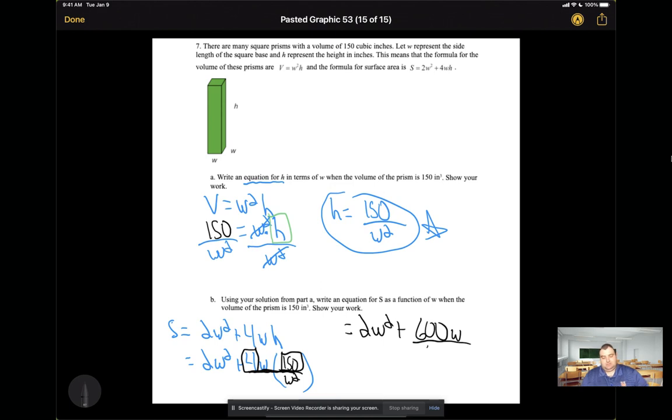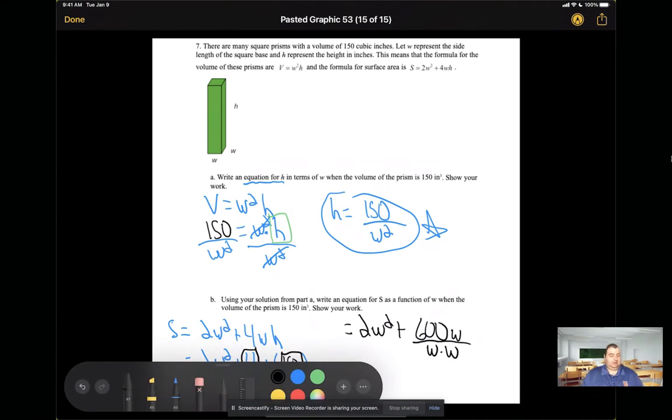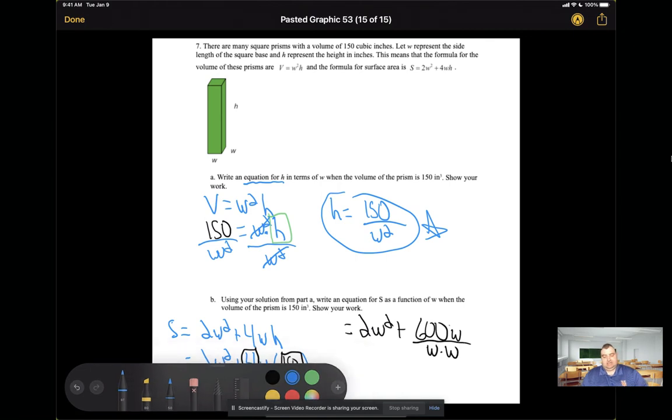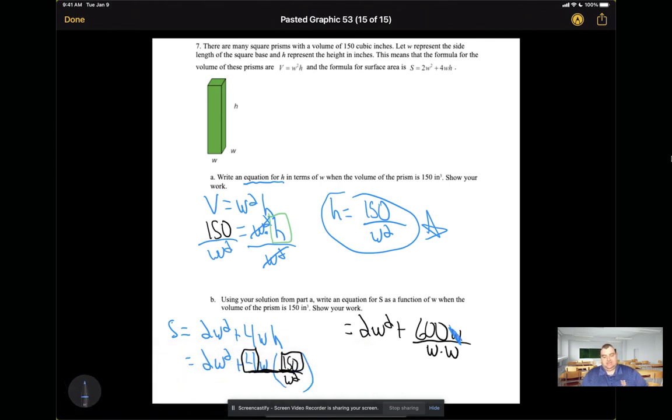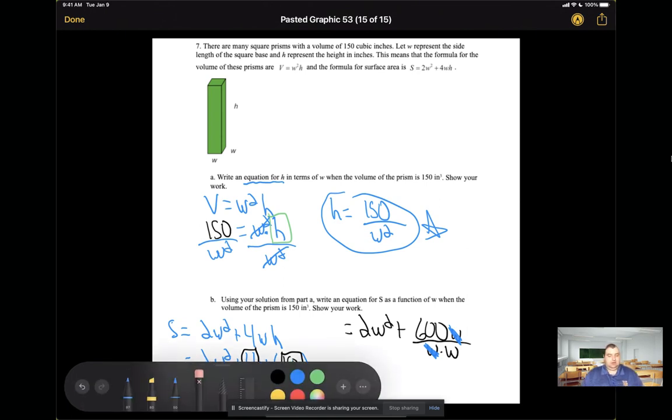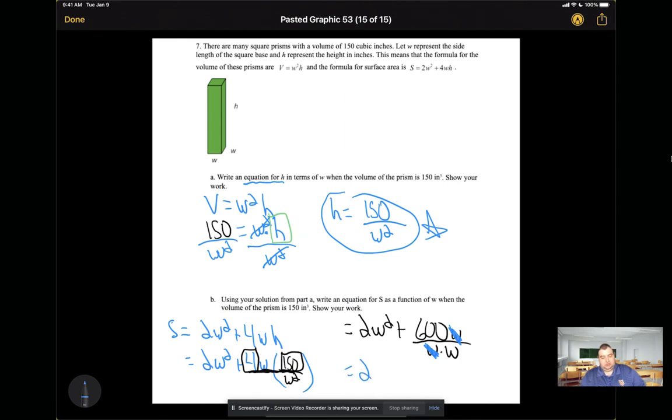But what I'm going to do is rewrite W squared as W times W. Why am I going to do that? Because now I can take this W up here and cancel one of the two W's down in the bottom, down in the denominator. So when I do that, I end up with a final answer of 2W squared plus 600 over W. There is nothing else I can do to simplify, so this answers the question.